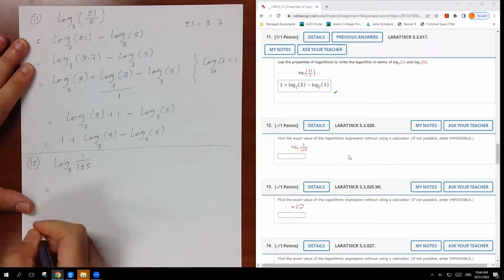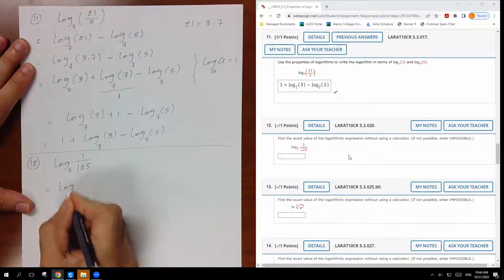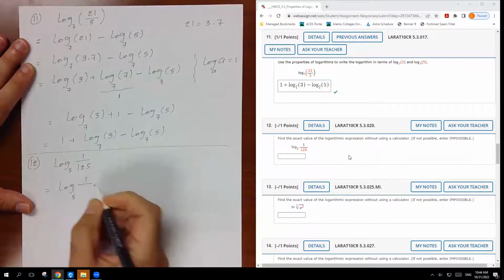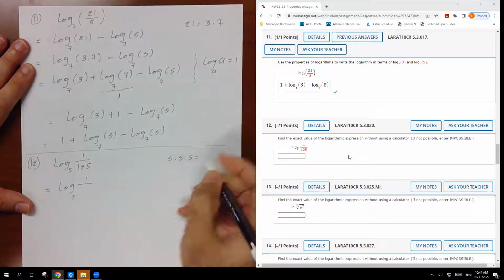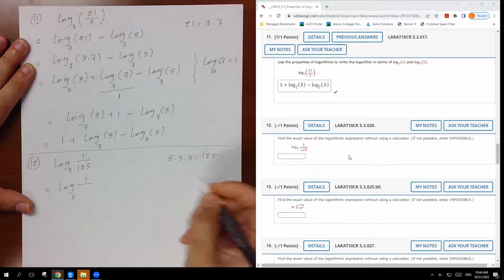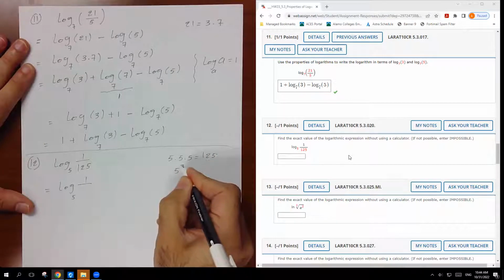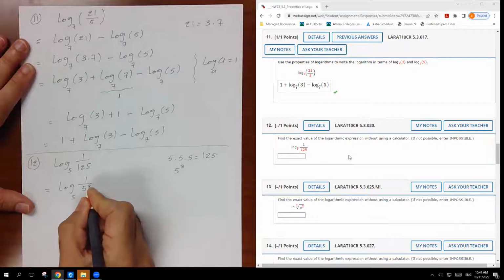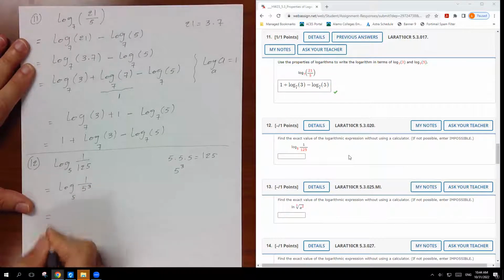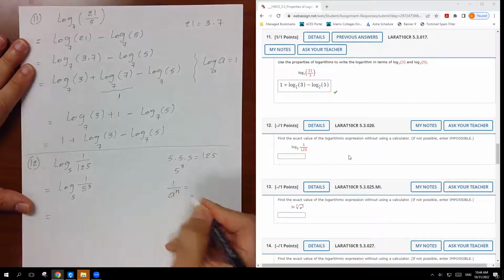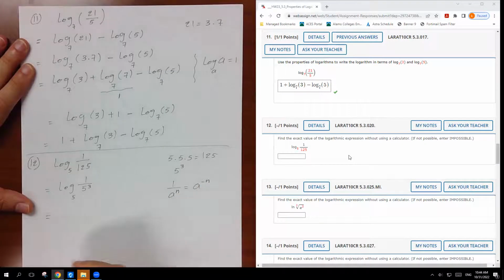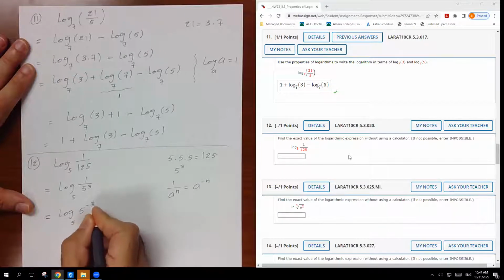So I can write this as log to the base 5 of 1 over 125, which is 5 times 5 times 5 equals 125. So I can write it as 5 cubed. There is one of the exponent rules that says if you have 1 over a number with positive exponents, you can write it as a number with negative exponents. That means this one is going to be log to the base 5 of 5 to the negative 3.